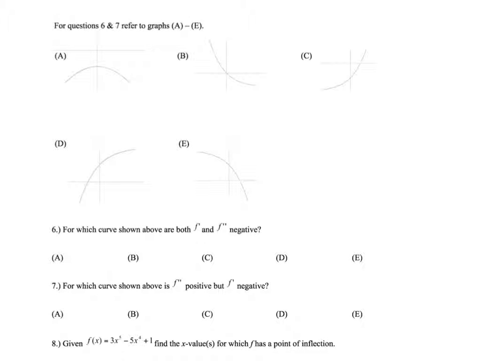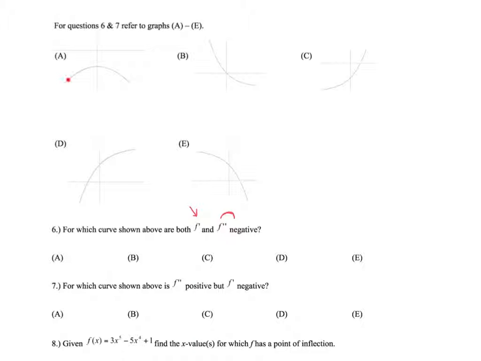All right, last one. Questions 6 to 10. We're looking at a bunch of different curves, and in question 6 we want to know where the derivative is negative and the second derivative is negative as well. So when is the function decreasing, and when is it concave down at the same time? We have to be looking at curves that are strictly decreasing.